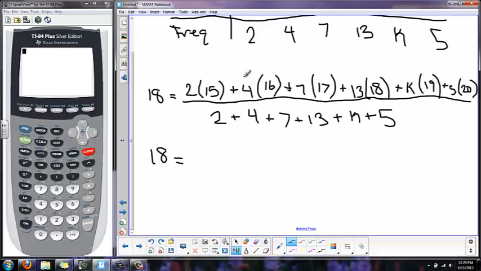18 is equal to, now on the top, I can simplify all of this by doing 2 times 15 plus 4 times 16 plus 7 times 17 plus 13 times 18. And we aren't sure about that K, so I'm just going to leave it alone for right now, plus 5 times 20. And I'm going to hit enter.